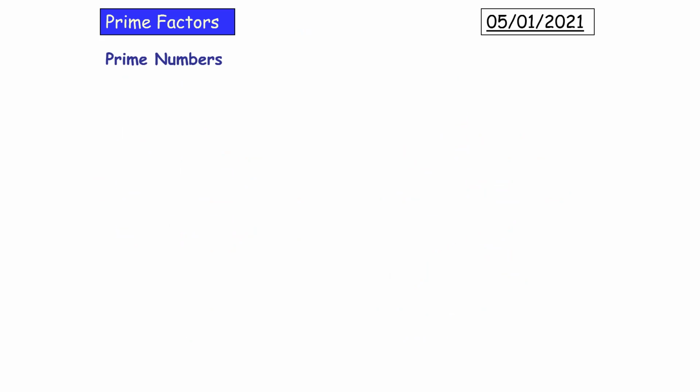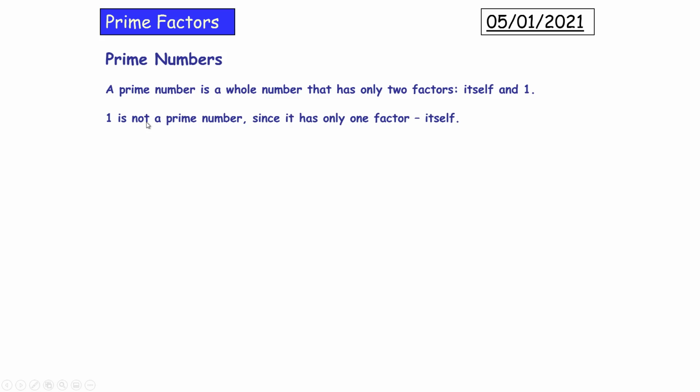So prime numbers. What are prime numbers? They're special numbers that have only got 2 factors. 1 and the number itself. So they are special numbers. Only 2 factors, themselves and 1. What do we think? Is 1 a prime number? No, because it's only got one factor. It's only 1 goes into 1. So it's not a prime number, it needs 2 factors.